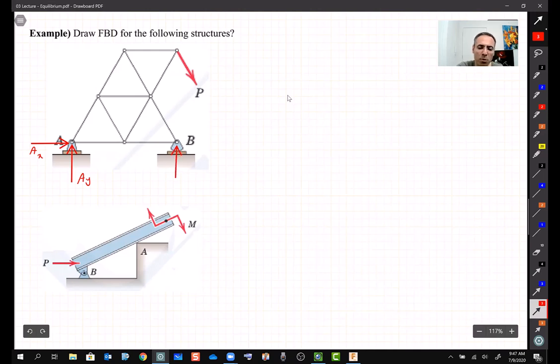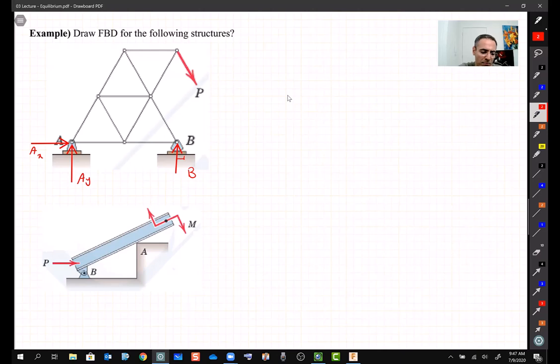B is a roller support, right? Take another look at the support. A roller support applies just one reaction, and remember, that reaction is perpendicular to the surface that the roller has been put on. Okay, so this is the free body diagram for this structure. As you see, it's really simple, right? Let's look at the second one.